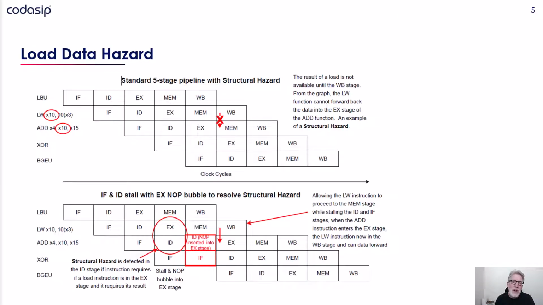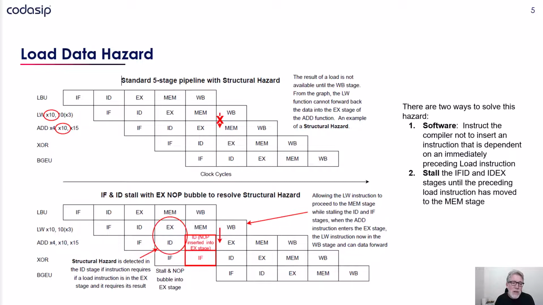Another type of structural hazard is the load data hazard. In this situation, the load result is not available until the very end of the memory stage, or in reality, the write back stage, whereas in the ALU, the data is available at the end of the execute stage, which makes it available for data forwarding in the memory stage. So load data is available one clock stage later than the ALU data. That means the operation right after the load, if it requires the result of the load, needs to stall for one clock cycle. There are two ways of solving this problem.